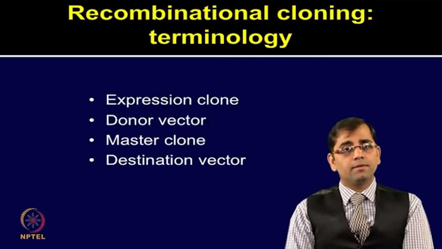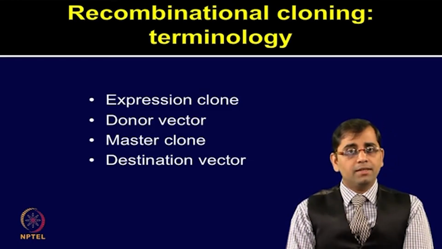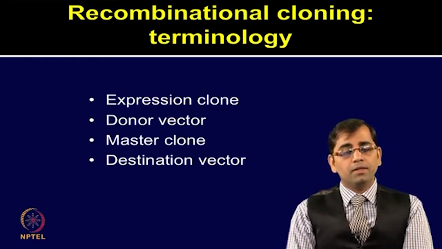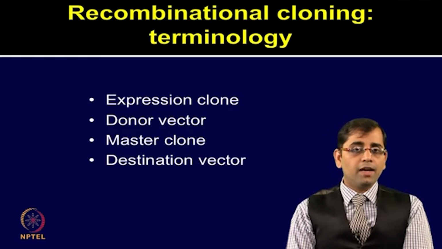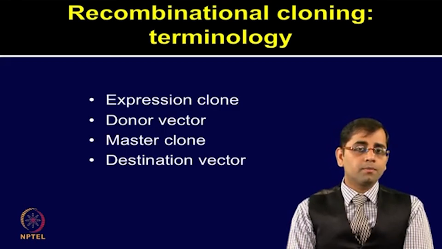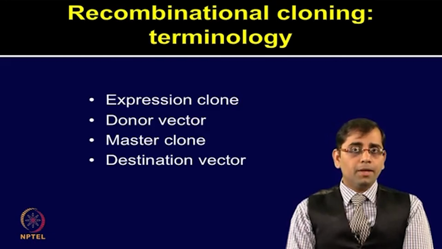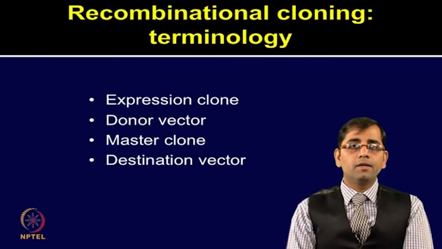What is the donor vector? The donor vector consists of a counter selectable gene which is flanked by att P sites, which recombines with the gene of interest flanked by att B sites in the BP reaction to produce a master or entry clone. The explanation for the BP reaction and master clone will be provided in subsequent slides.